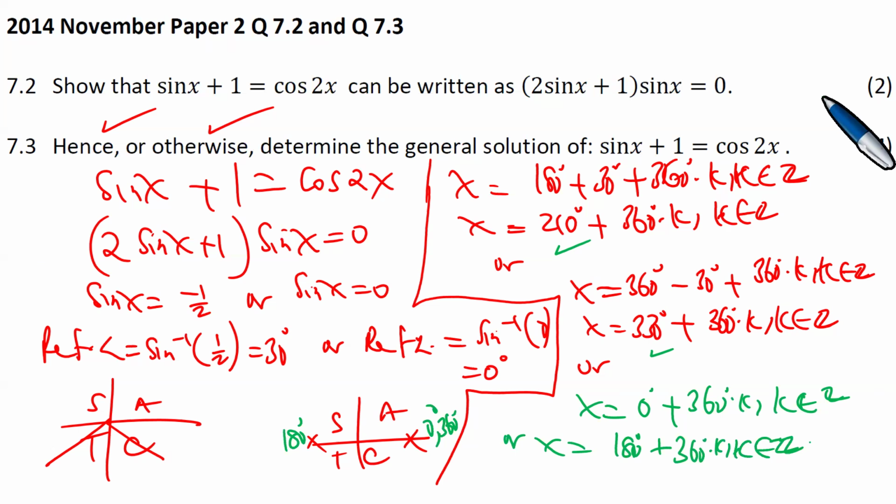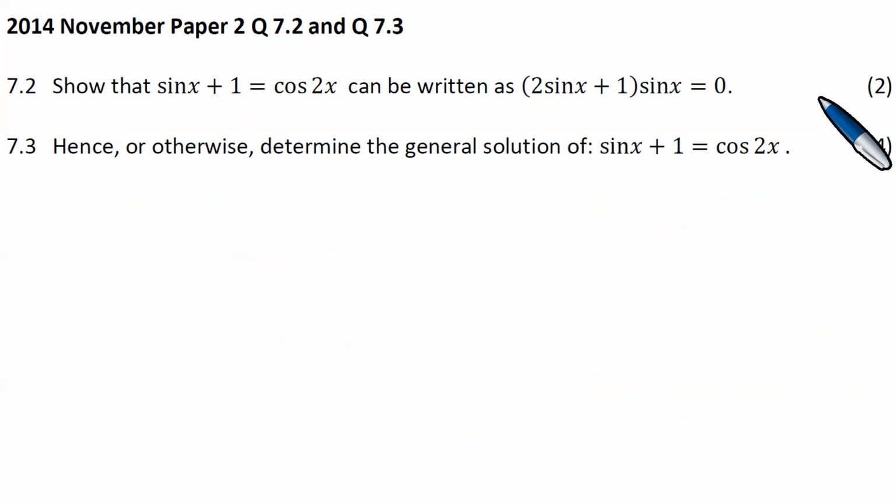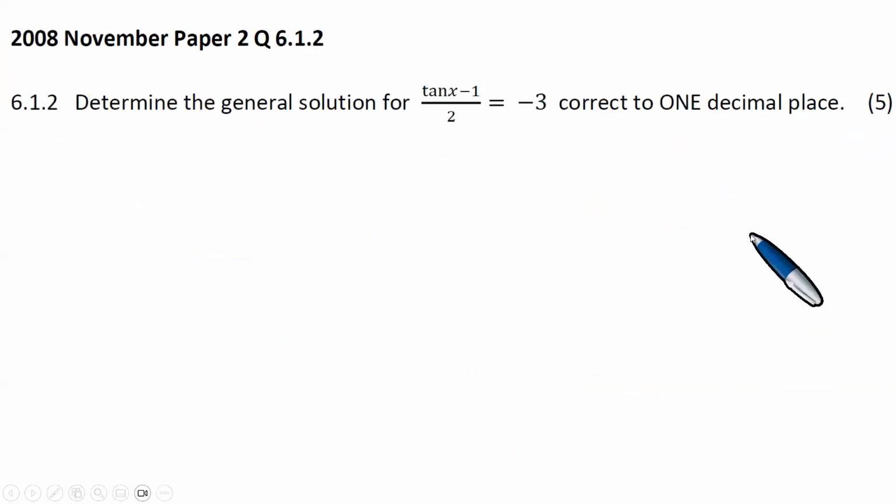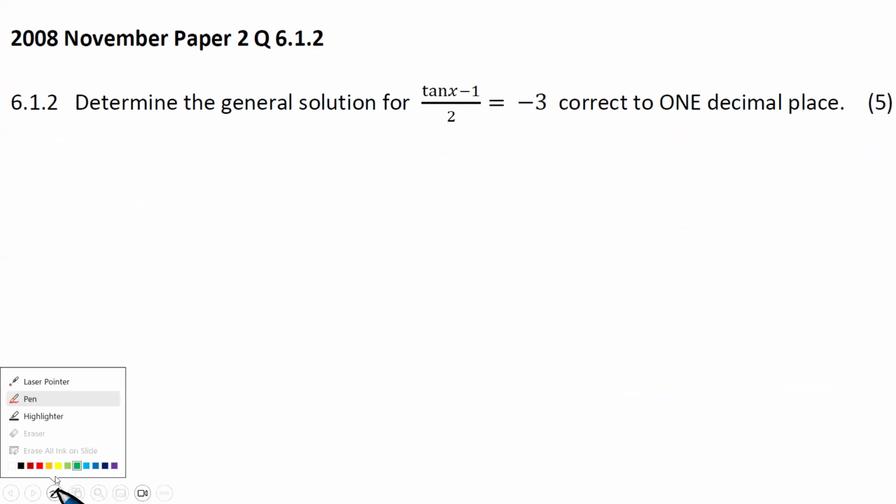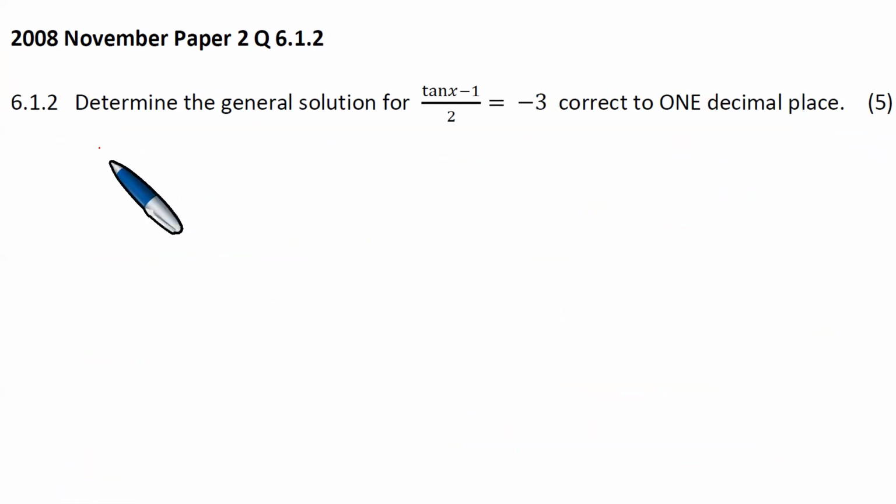Now let's see the next one. Right, we check the next question. Determine the general solution of the following, correct to 1 decimal place. I've seen the time, we are a little bit above the time.